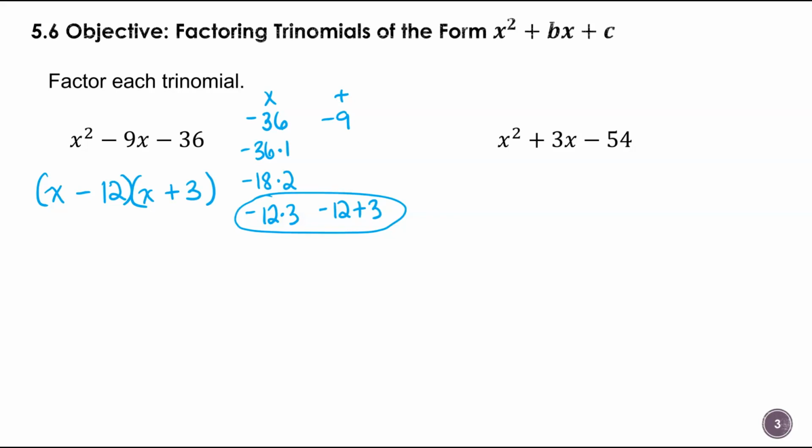That's it. Double check yourself if you need to by multiplying your two binomials to see if you get x squared minus 9x minus 36. Okay, so let's look at this next one.